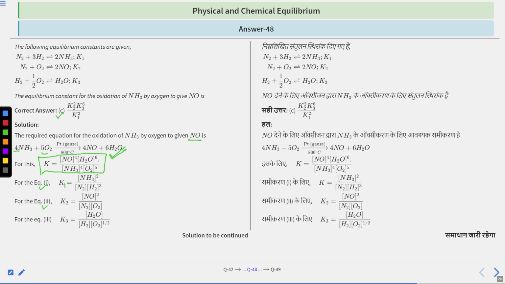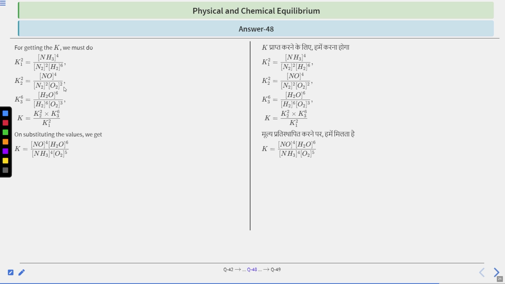And for equation 2, K2 will be [NO] whole square divided by [N2][O2]. For equation third, K3 is equal to [H2O] divided by [H2][O2] to the power half. Now, for getting the K, we just observe that we require K1 square, K2 square and K3 to the power 6. So we do it.